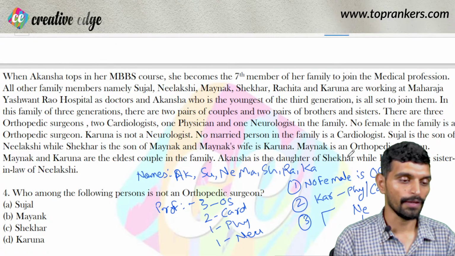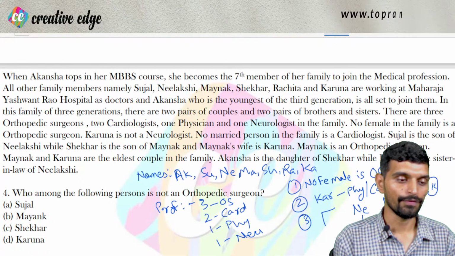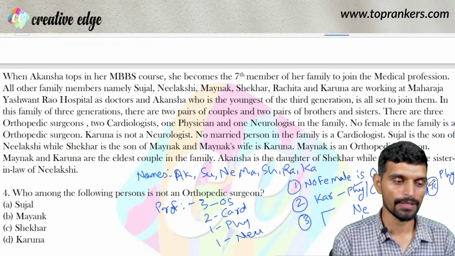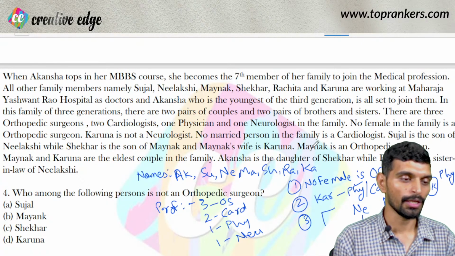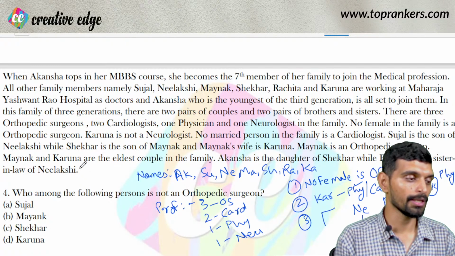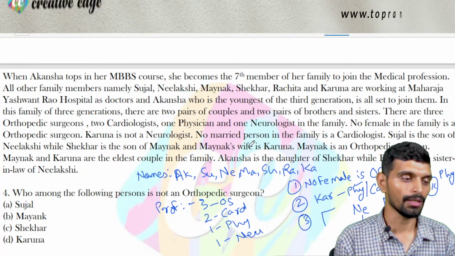Mayank's wife is Karuna. Definitely now I can say Karuna must be a physician because no married person is a cardiologist. So Karuna is a physician, right? Mayank is an orthopedic surgeon. Mayank and Karuna are the eldest couple in the family, right?